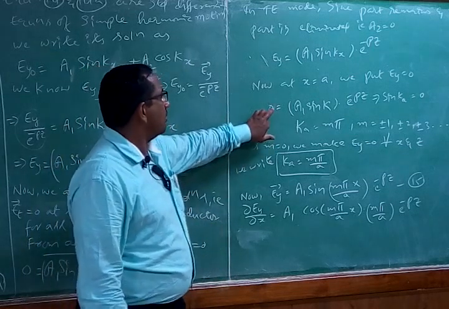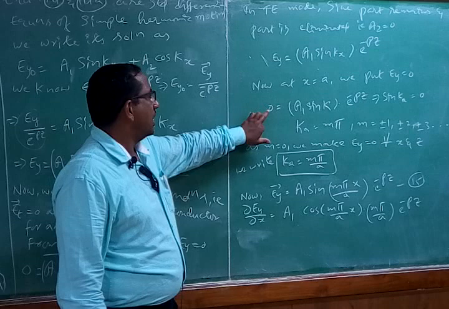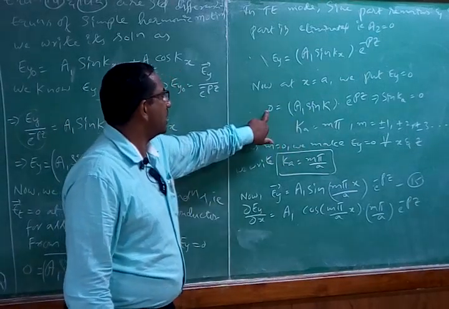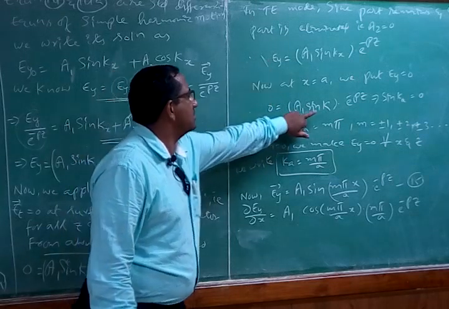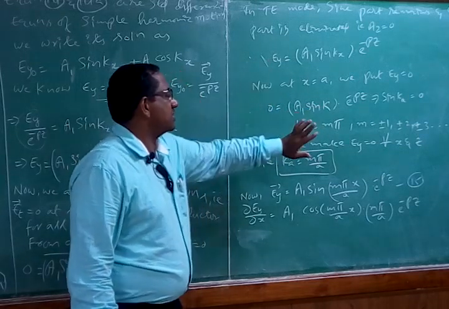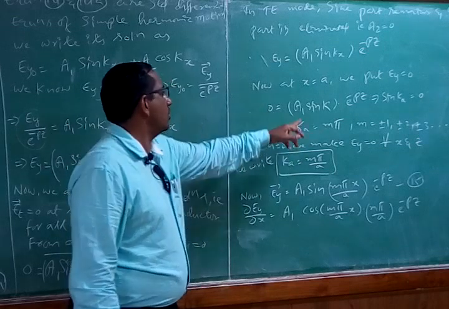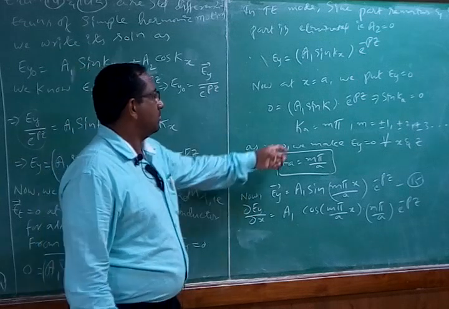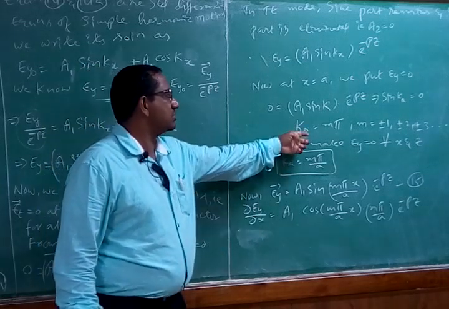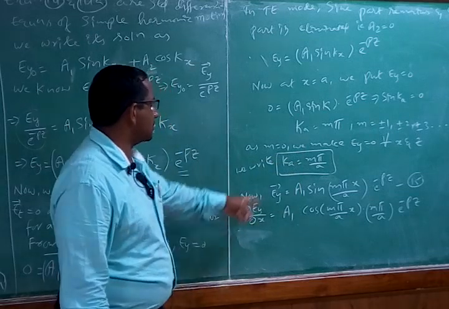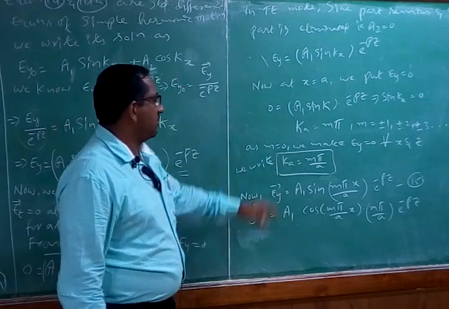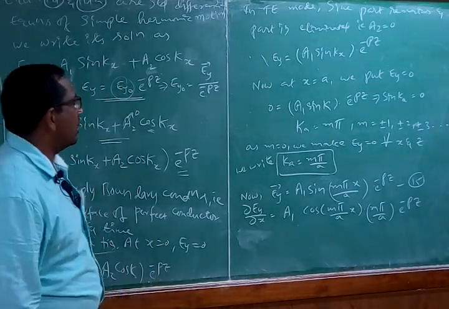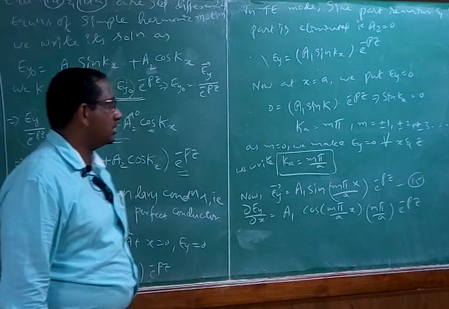Now in this condition, at x is equal to a, what can I have? This part Ey is equal to 0, I can write a sin k into e power minus pz, and e power minus pz is not 0. So sin Ka is equal to 0. By solving this equation, Ka can be substituted with m pi by a, where m takes different values like plus or minus 1, 2, 3, 4, and so on. They are called integers.